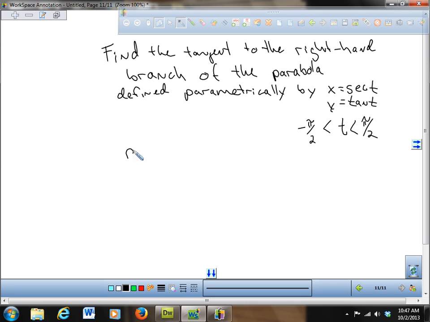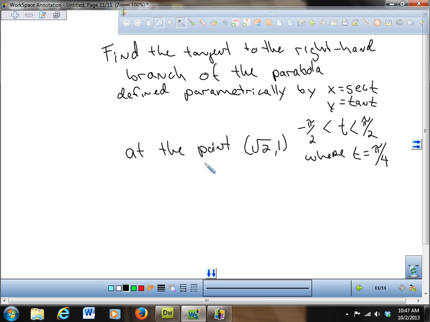at the point root of 2 comma 1 where t equals pi over 4. Oh my god. T equals pi over 4. You say, what the heck?